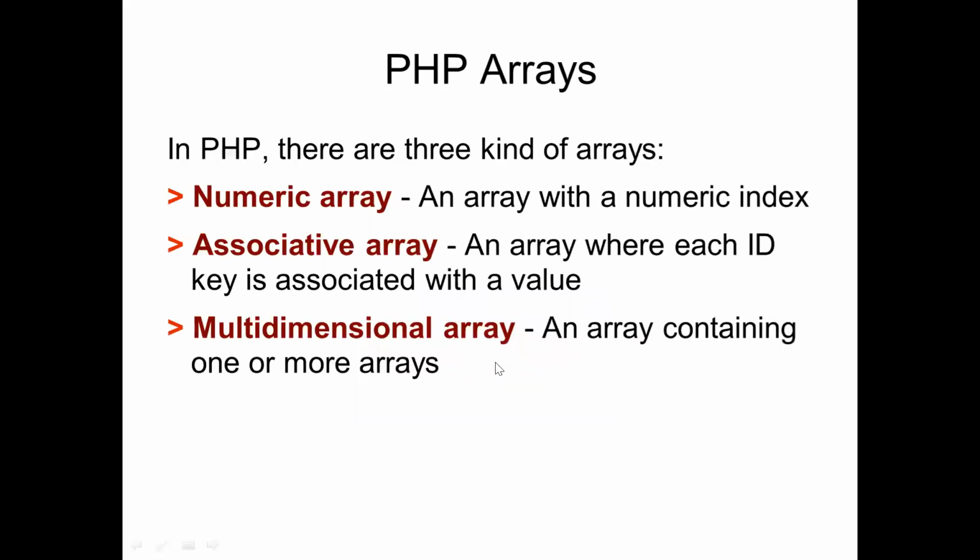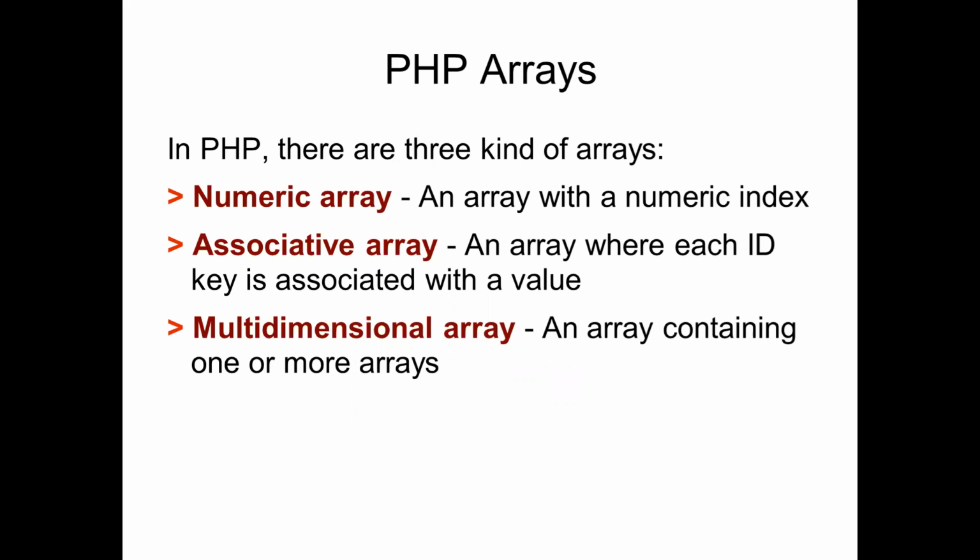When it comes to arrays in PHP, there are three kinds of arrays. One is the numeric array, the second is the associative array, and the third is the multi-dimensional array. An array with a numeric index, we call a numeric array. An array where each ID, a key, is associated with a value, we call an associative array. For each and every key there will be a value, key-value pairs. Such arrays we call associative arrays.